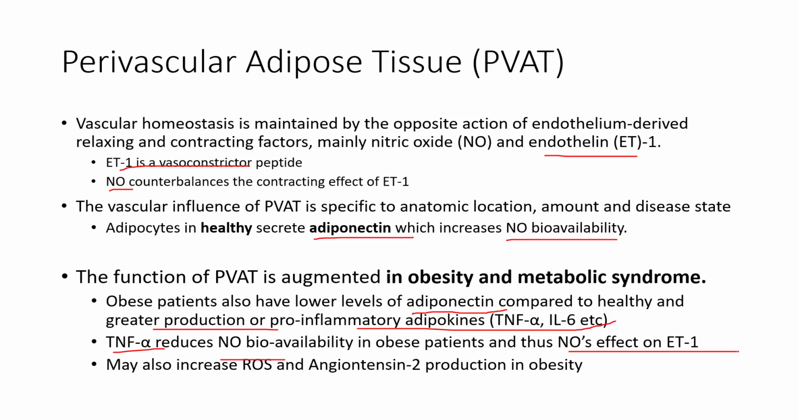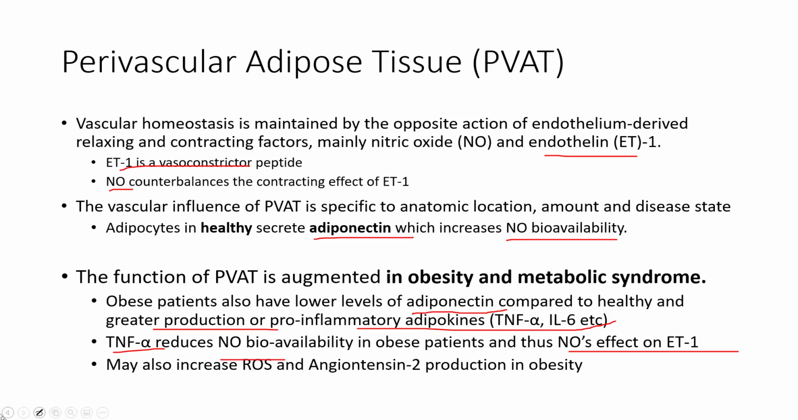and we're going to have higher vascular resistance because of that. We also see an increase in reactive oxygen species and Ang2 in obesity, which will also impact vascular homeostasis, leading to all kinds of other pathological changes in the vasculature. So again, in obesity, we see a higher amount of adipose tissue. The adipose tissue is abnormal, it's pathological, and its function changes, right?